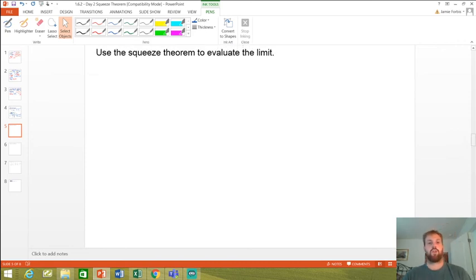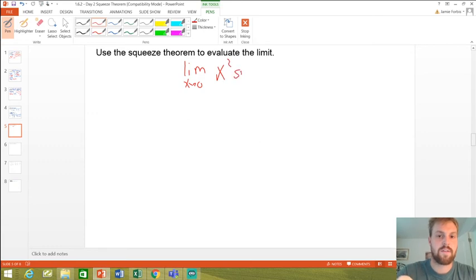It says, use the squeeze theorem to evaluate the limit. This part is what got cut off at the beginning. But the problem you'll have on your notes says the limit as x approaches 0 of x squared sine of 1 over x, and that's it. Now, if you try to plug 0 into that, it's going to be undefined. You can't do 1 over 0. Now, this right here is my g of x.